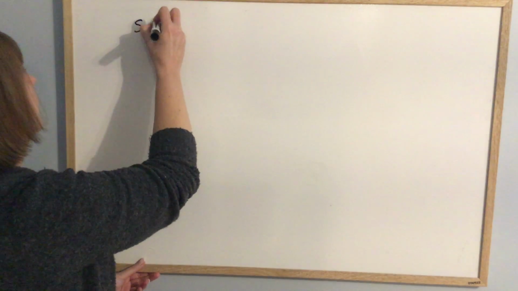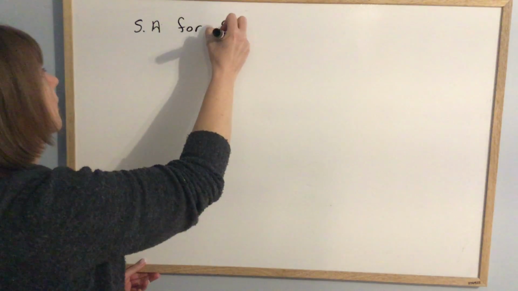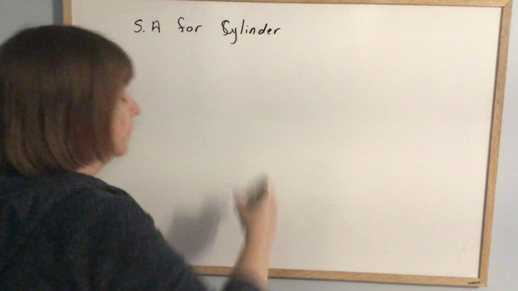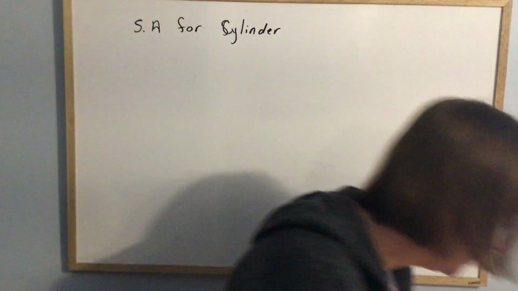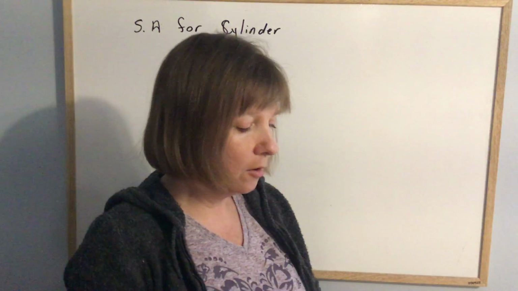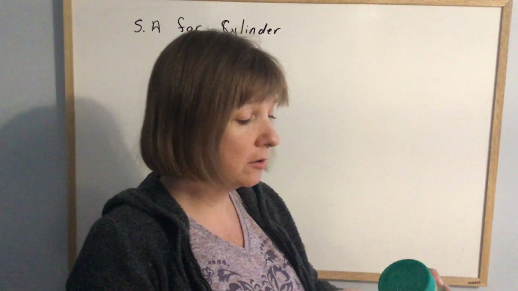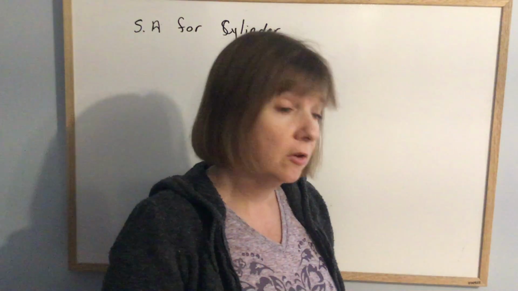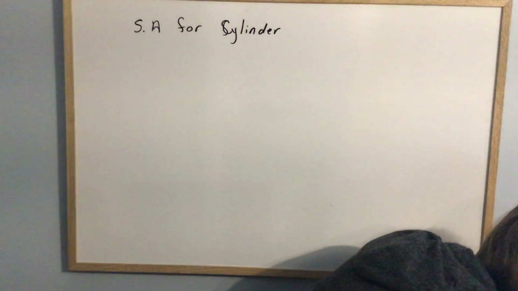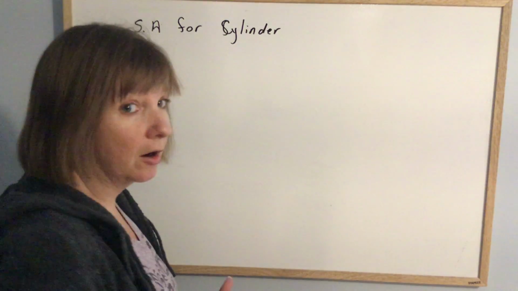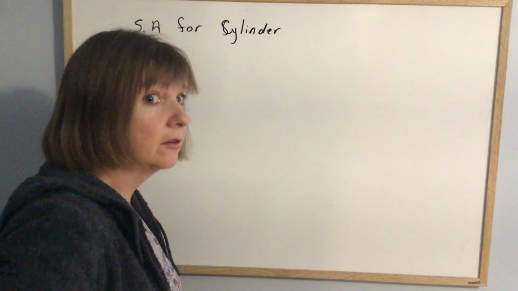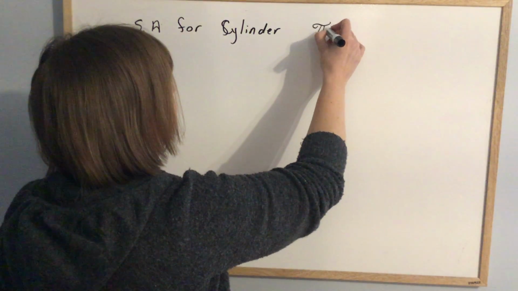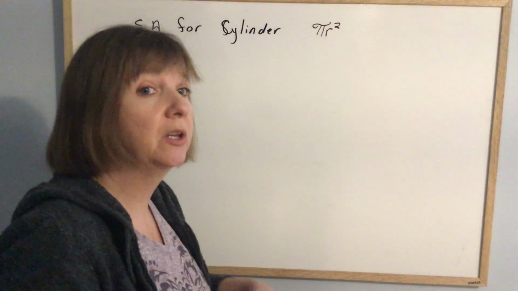So surface area for a cylinder. Let's look at what shape the top and the bottom are. There's the top and there's the bottom. They are circles. So we know that the area of a circle is pi r squared, or I hope you know that because that's in the first section. So for surface area of a cylinder, pi r squared has to be in there.